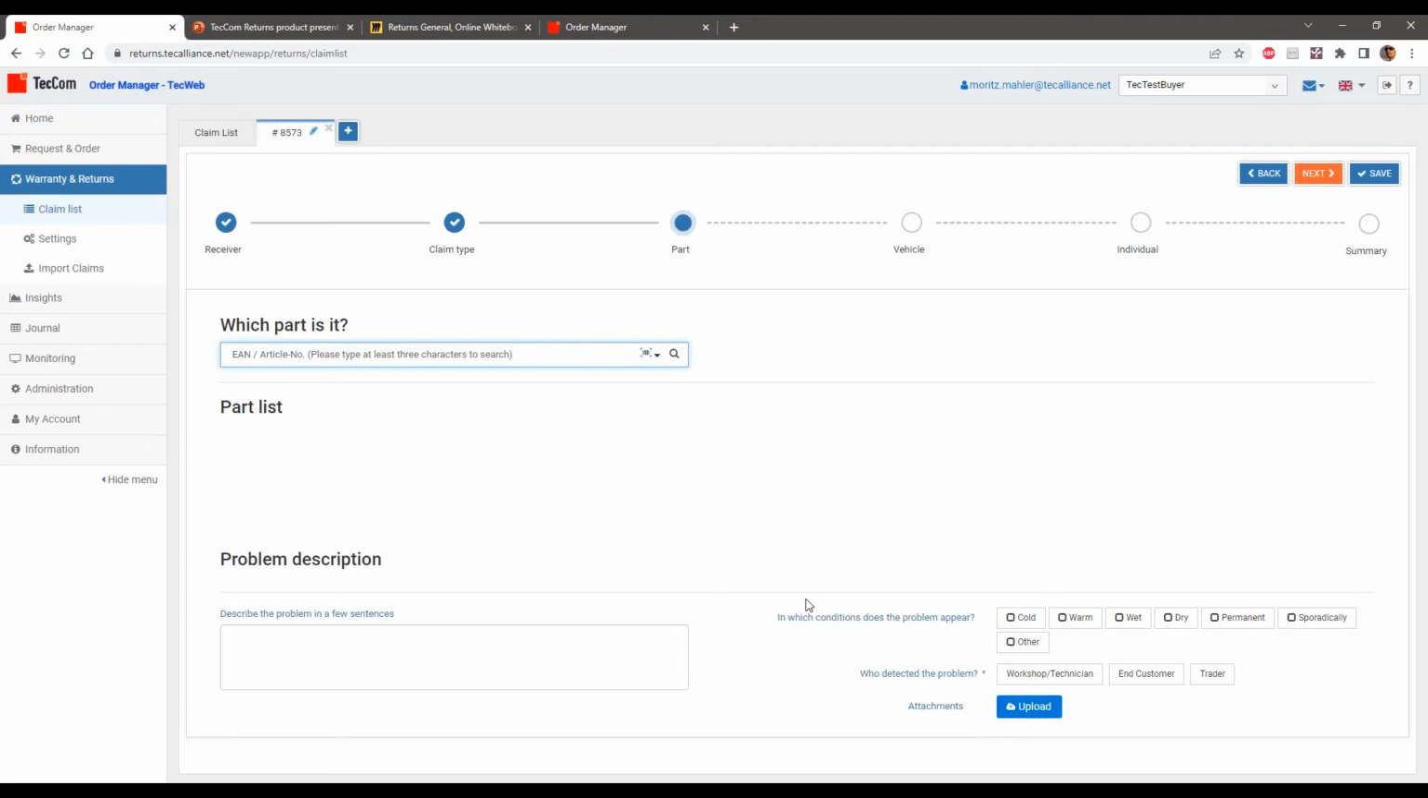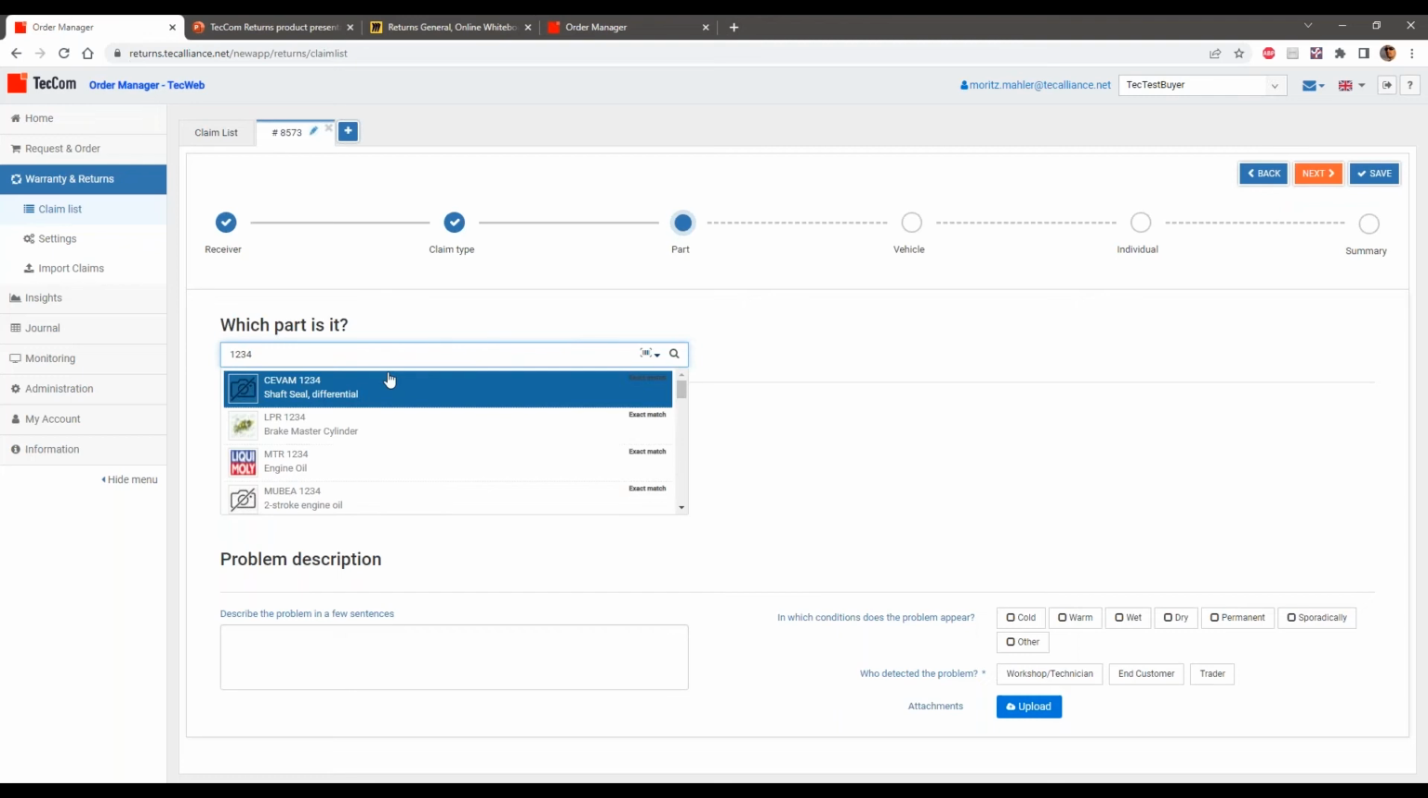So the next step of the claim is that we have here a part search. Our colleagues from TecDoc in Cologne provided us their great web service, which we are allowed to use in our solution, which makes it more familiar in this product, so that we really have the power of TecAlliance in one place. And we really can see that we have a TecDoc web service behind it.